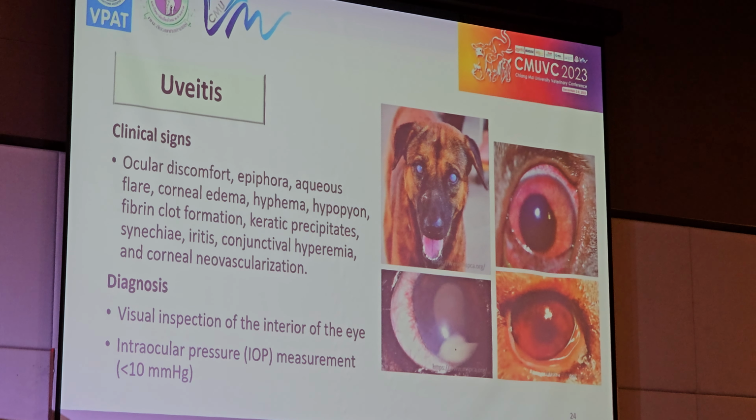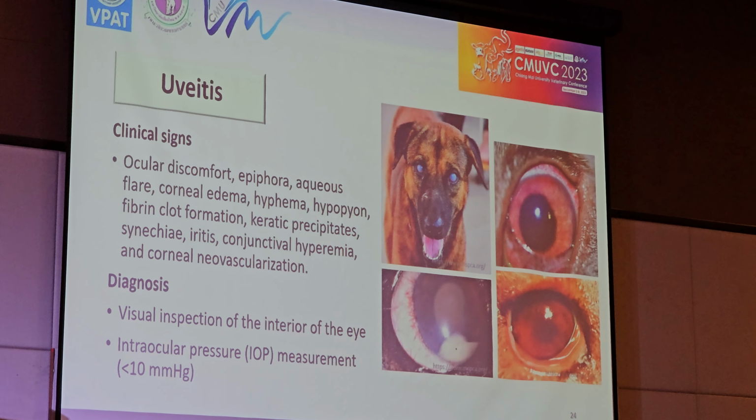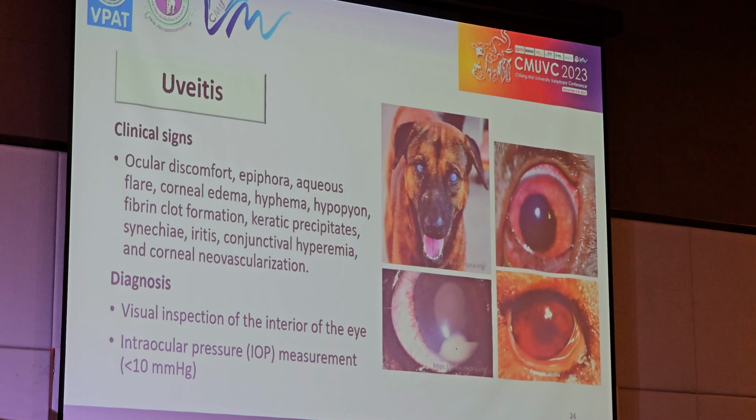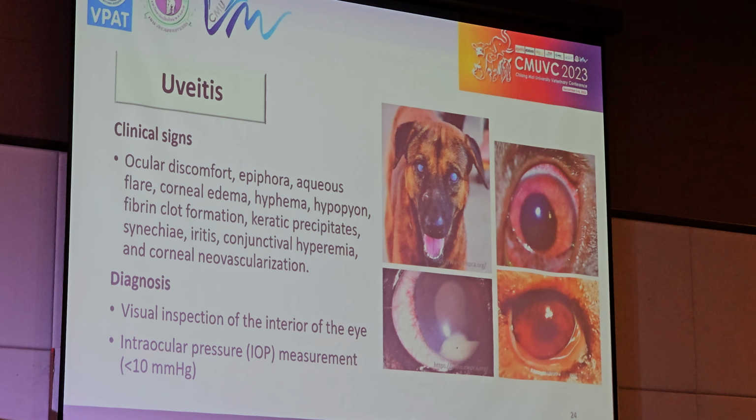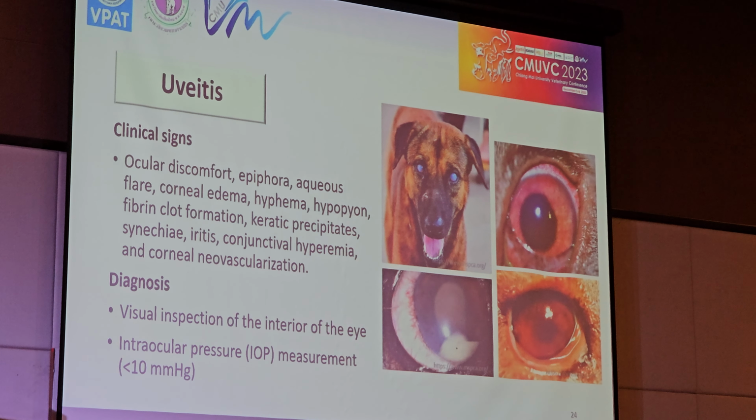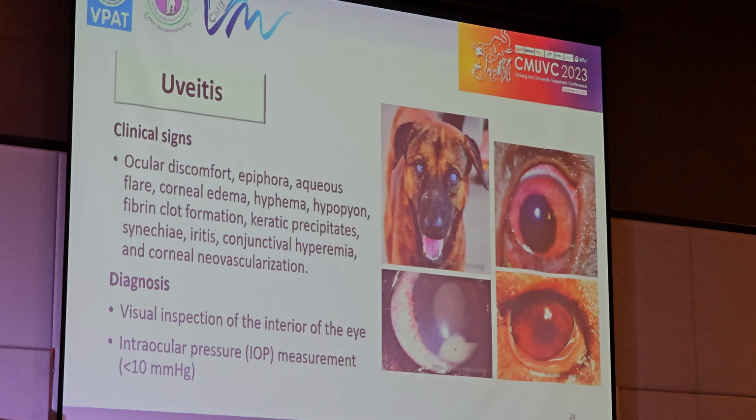Okay, so the next ophthalmic disease is uveitis. Uveitis is the inflammation of the uveal tissue, which is comprised of the ciliary body, iris, and choroid, all of which are the vascular layer of the eye.